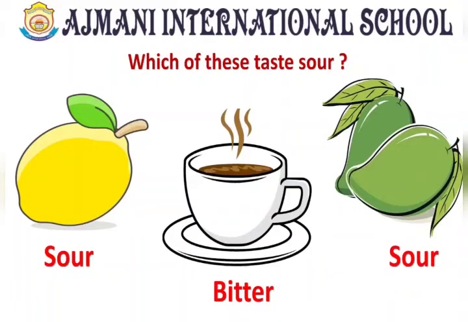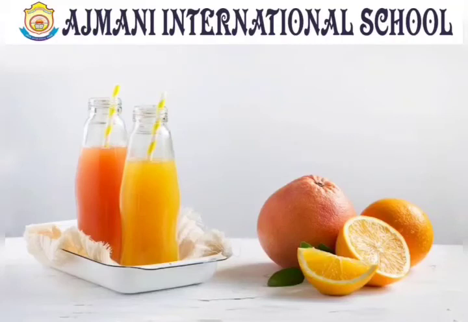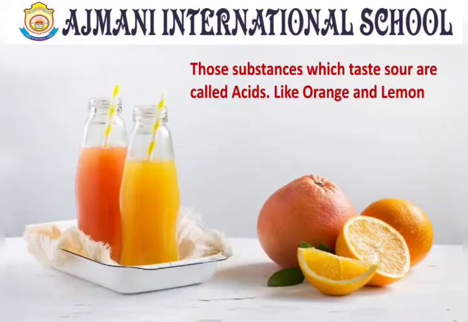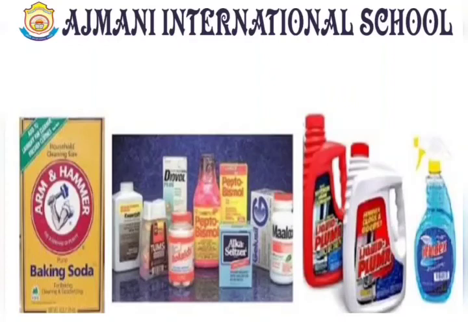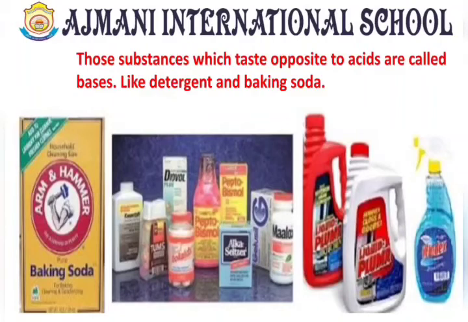So you can say that those materials which taste sour have the presence of a substance called acid. Or in other words, we could say those substances which taste sour are called acids. The examples could be orange and lemon. Now, what about those materials which do not taste sour? Yes, those substances which taste opposite to acid are called bases. And the examples for it are detergent and baking soda.